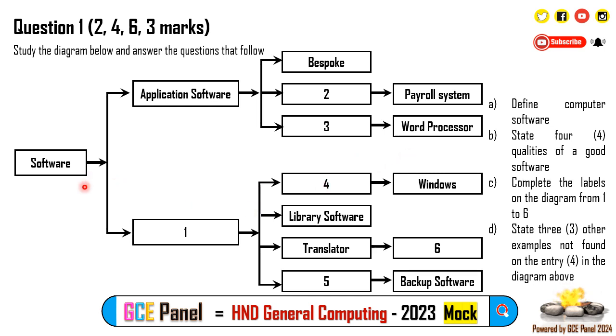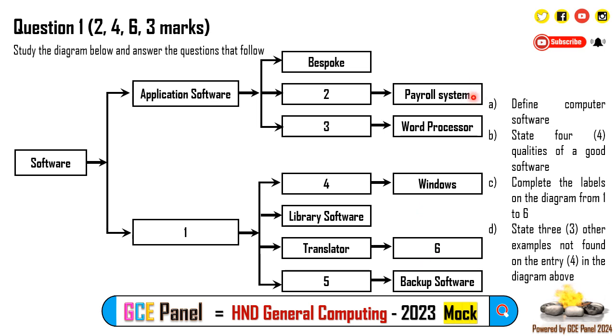Now, under the other classification of software, where we have 1, under the category we have number 4 as reference. Then we have library software, we have translator, and we have number 5. An example of a translator is reference 6. One example of the category 5 is backup software.